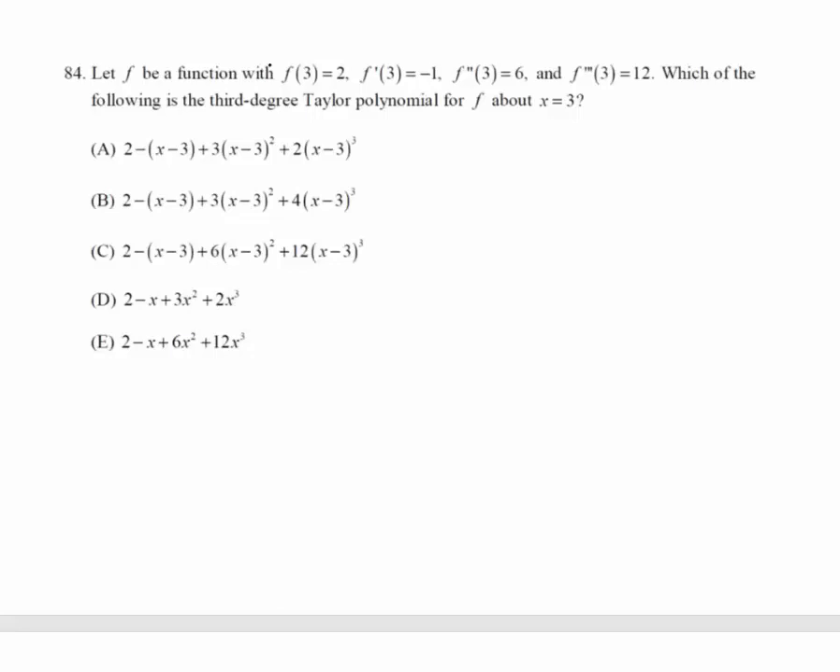Okay, so they gave me the function value, the first derivative, the second derivative, the third derivative. Which of the following is the third degree Taylor polynomial? Again, that just means they go out to the x to the third term, about x is 3.